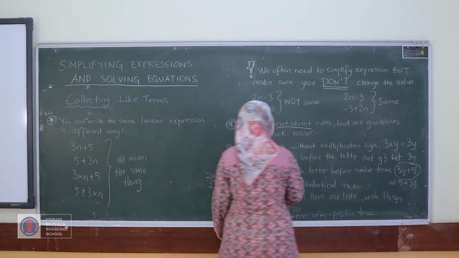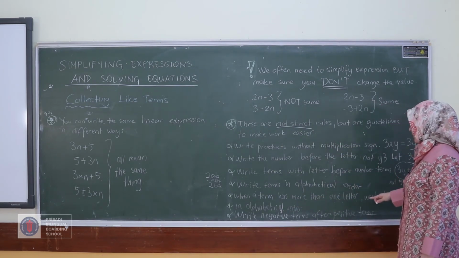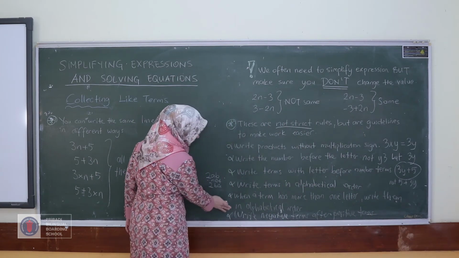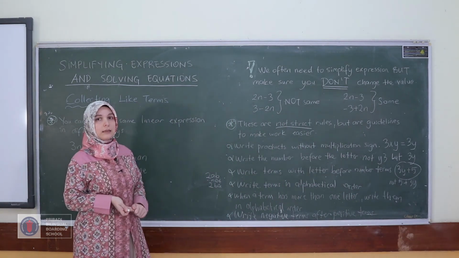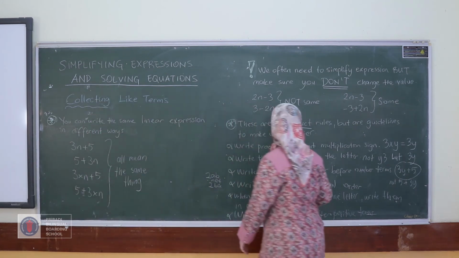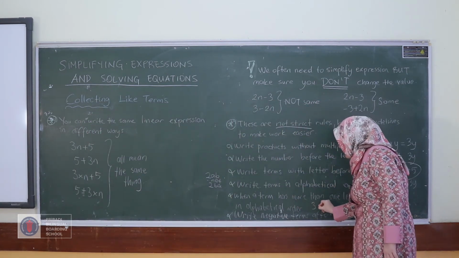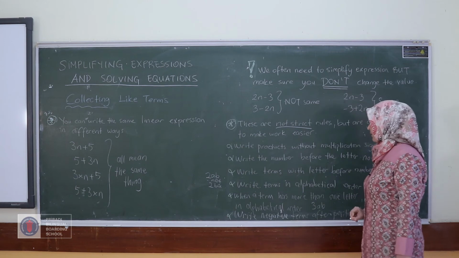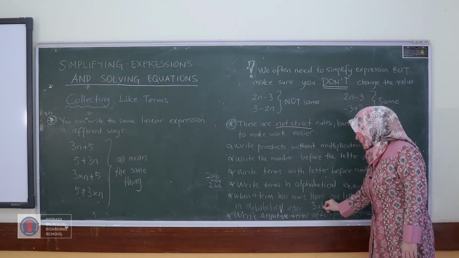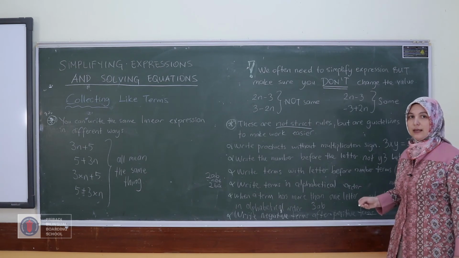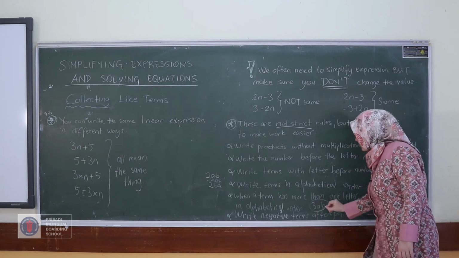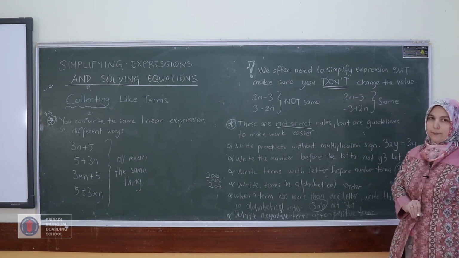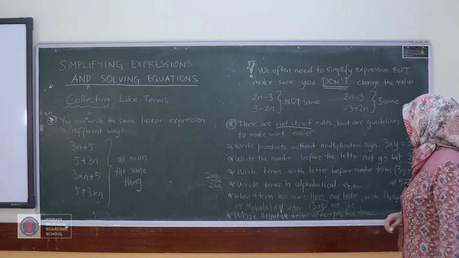Okay. And the next one, when a term has more than one letter. Some terms have more than one letter, right? For example, let's say 3AB. Okay, A is first and B comes after A in the alphabet. So we write 3AB, not 3BA. Okay, it's also important.